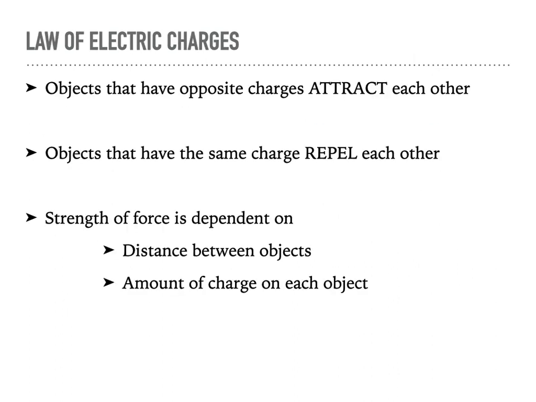In terms of laws of electric charges, there is a law of electric charges. It states that objects that have opposite charges will always attract each other, and objects that have the same charge will repel each other, so they'll move farther apart. The strength of the force depends on how close they are to each other and the amount of charge on the object. So closer objects or farther apart objects might have a different attraction or repulsion.